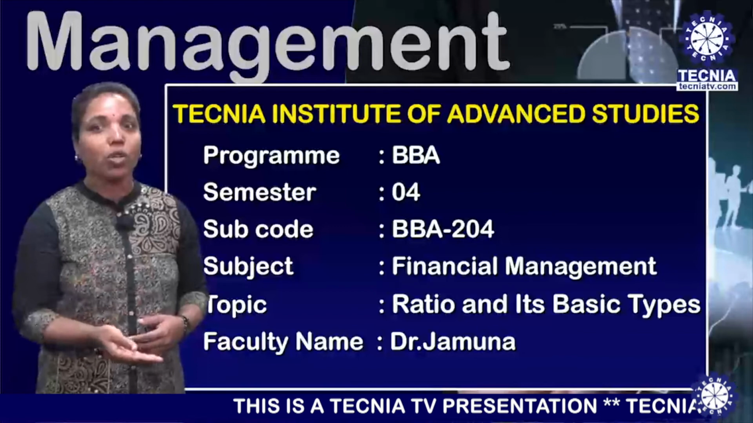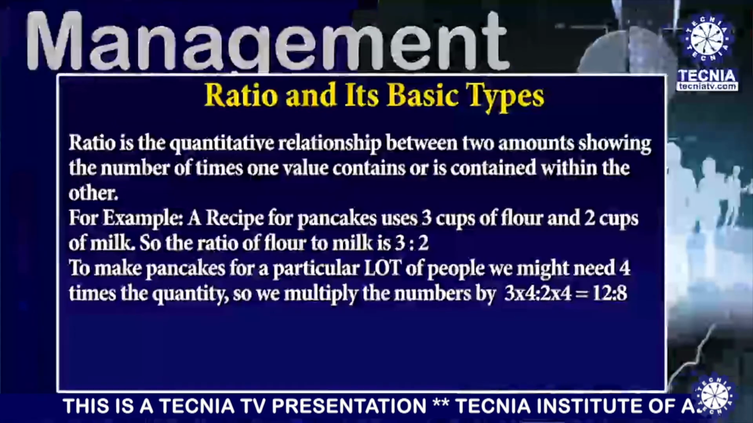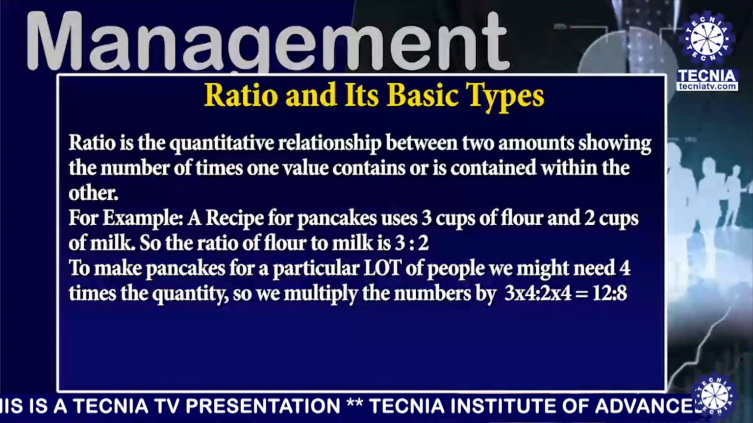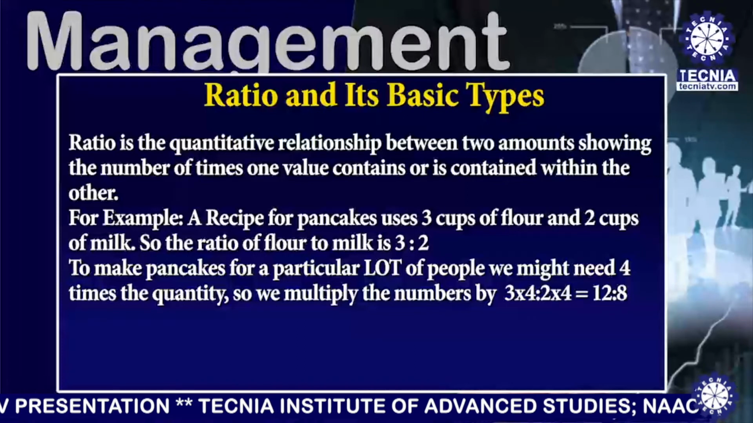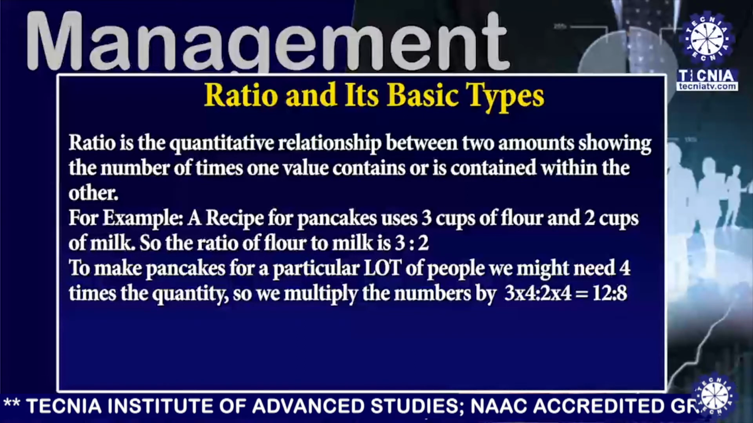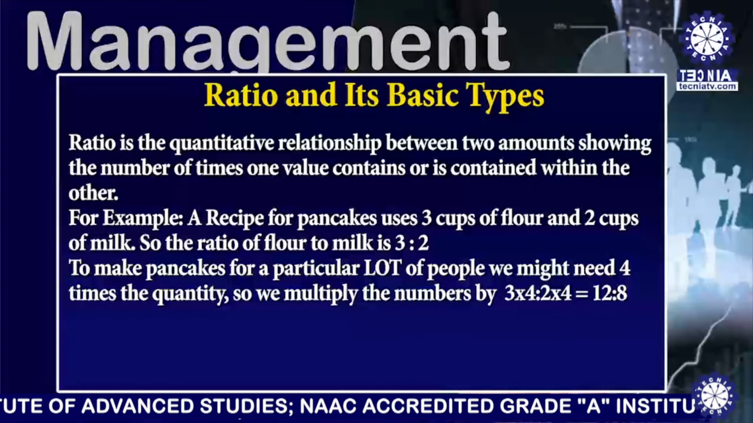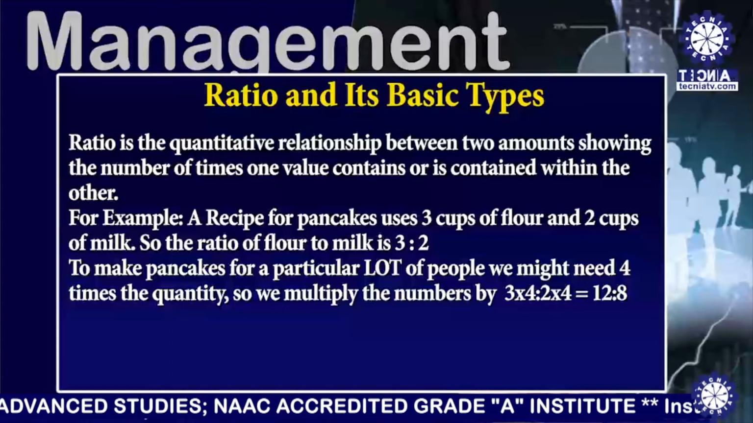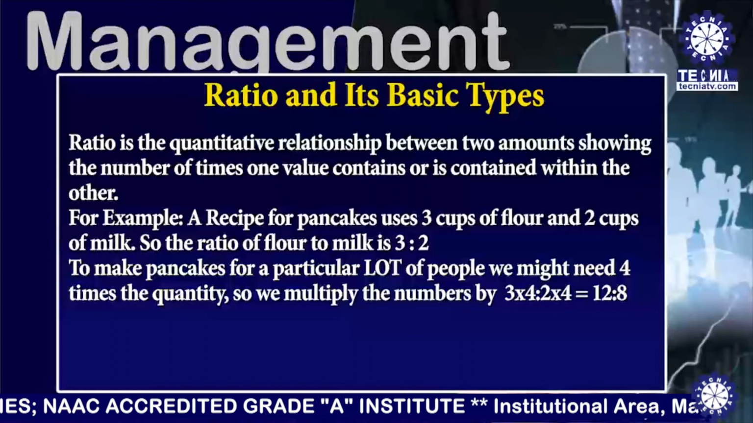Let me introduce to you the ratios and its basic types. So first, what is ratio? Ratio is a quantitative relationship between two amounts showing the number of times one value contains or is contained within others. For example, a recipe for pancakes uses 3 cups of flour and 2 cups of milk.